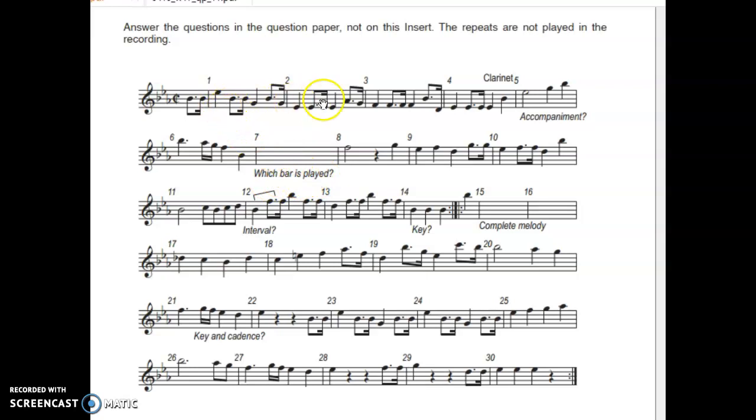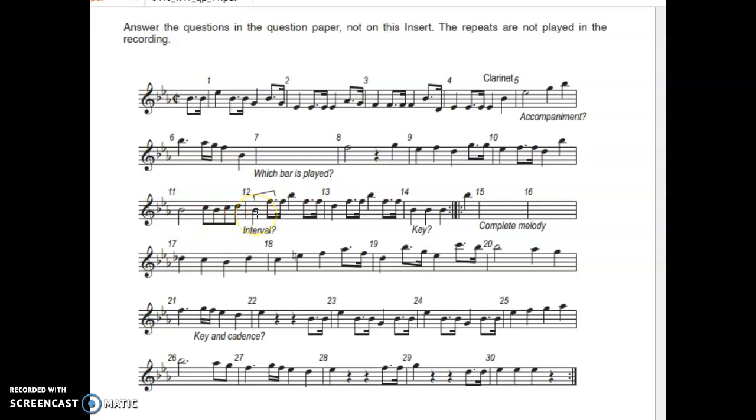So any of these bars will be repeated, and I have to get that. Then I see an interval, okay? And you have to consider the flats in your key signature if you answer there. B flat, E flat, A flat. Don't think that's a B. It's not a B. It's a B flat to an F.